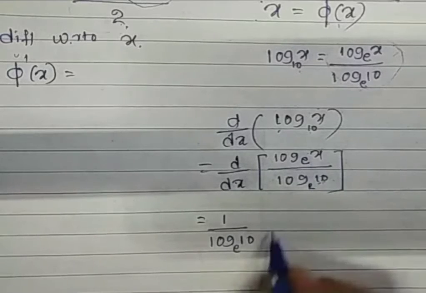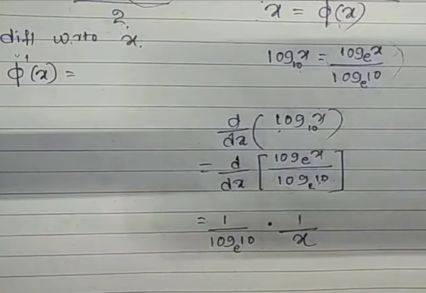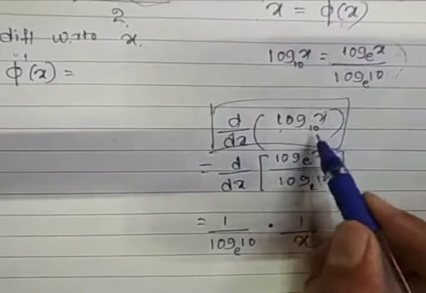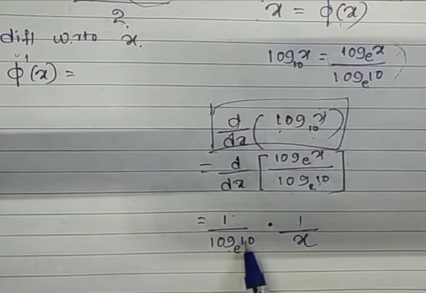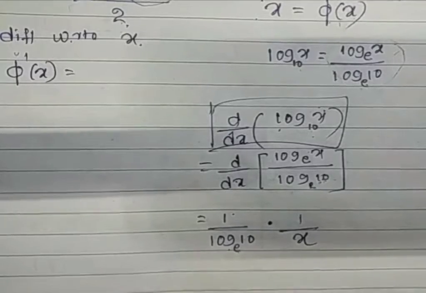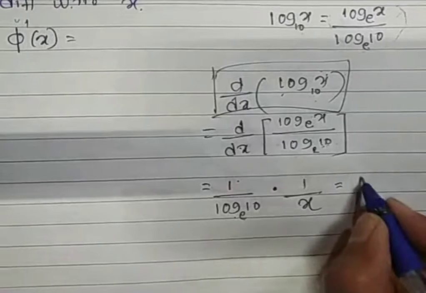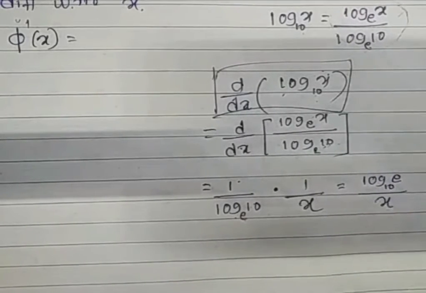So log x derivative already we know. Log x derivative is 1 divided by x. It means derivative of log x to the base 10 is 1 divided by log 10 to the base e into x. Further, we can express it as log e to the base 10 divided by x.